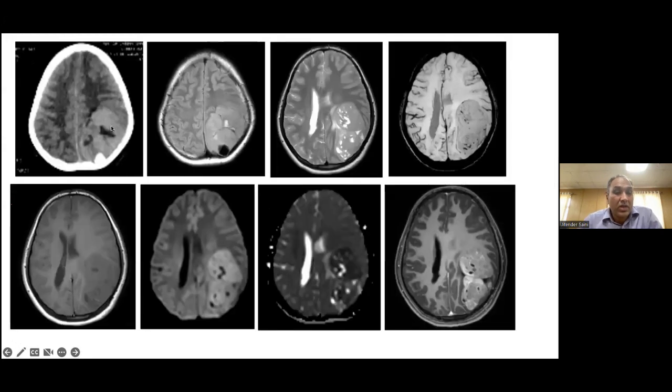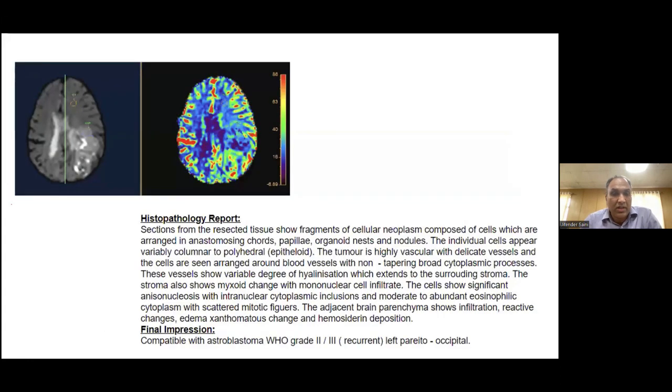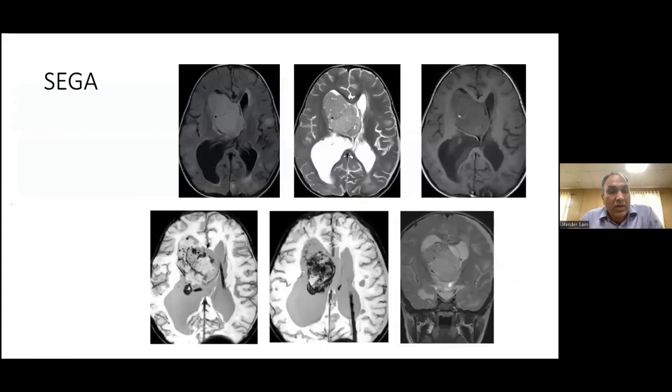In another case, you can see a more solid lesion that again shows calcification. It is an intra-axial lesion with some cyst-like spaces, a lot of hemorrhage within the lesion, and a lot of diffusion restriction within the lesion, but not much edema around the lesion. So this is a case of astroblastoma.